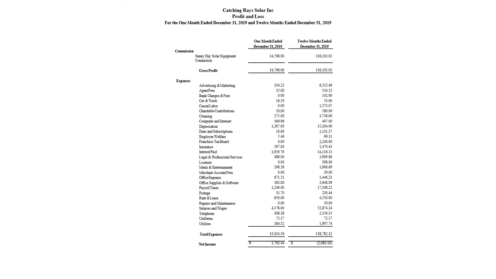So a typical profit and loss looks just like this. We see our commissions from Sunny Day Solar Equipment. We have our 1 month ended December 31st, 2019. As we can see, it was a pretty good month with us earning $14,798 in commissions. Then we have our total sales for the year of $136,102.02. Now, once we derive our gross income, we have to record all of our expenses flowing through the entity.